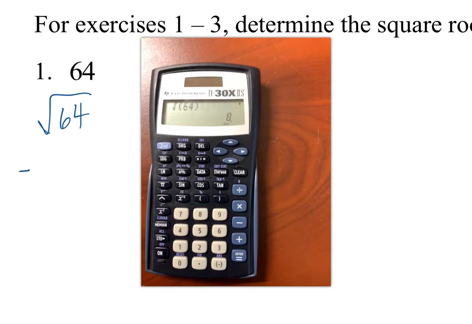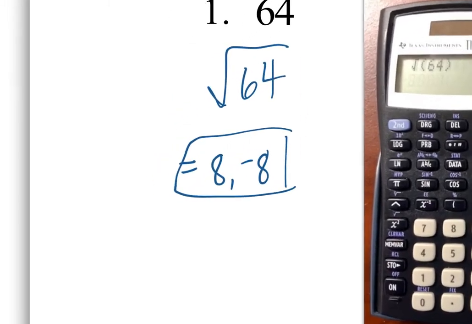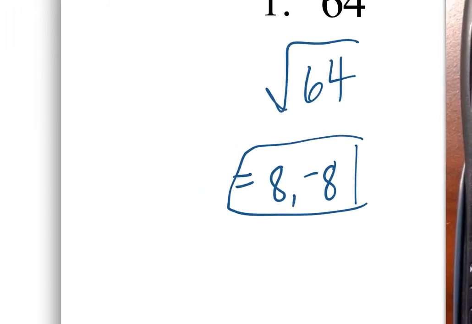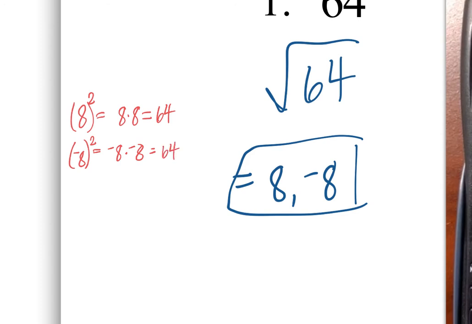Okay, now 8 is the answer, but there are actually two answers to this one, 8 and negative 8. The reason behind this is 8 squared means to multiply 8 by itself, right? And 8 times 8 is 64, so 8 is a square root of 64. But negative 8 squared is negative 8 times negative 8, and a negative times a negative is a positive 64 as well. So whenever you get that answer of 8, just know that you have to put negative 8 in there with it as well.